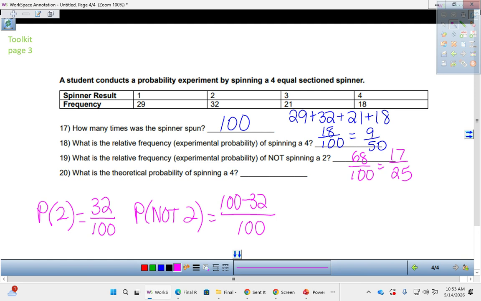All right, the last one says, what's the theoretical probability of spinning a 4? Very good. How'd you get it? So there's a 4 equal section spinner. Theoretical means I don't want to look at the data, I want to look at the spinner. If that's the spinner, how many numbers are the number 4? 1 out of 4. So the theoretical probability is 1/4. So this question has everything from this unit so far, including that complement that we didn't do.